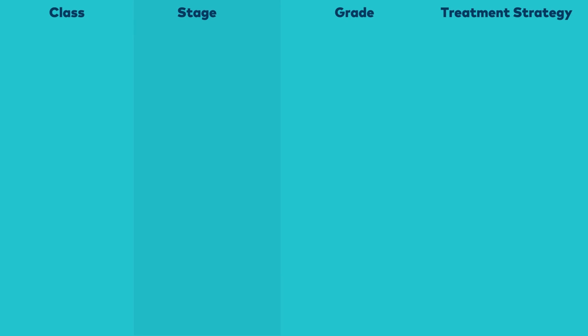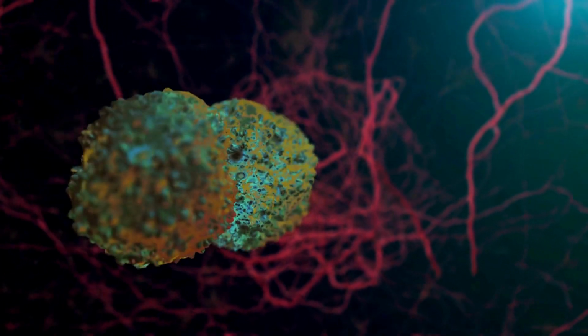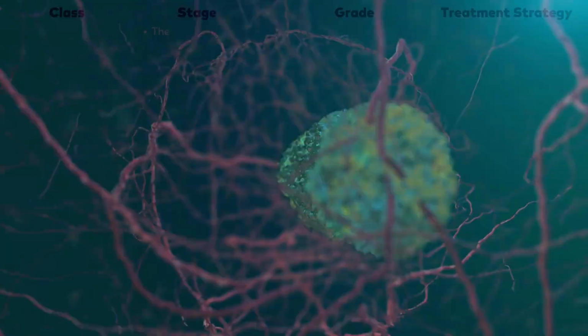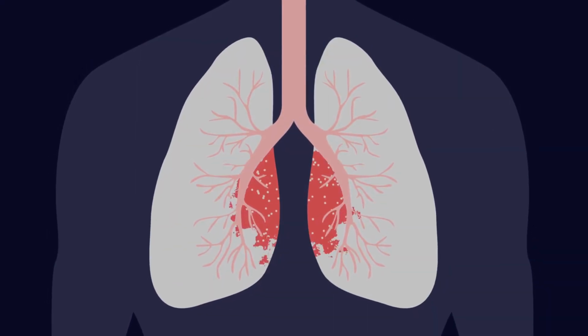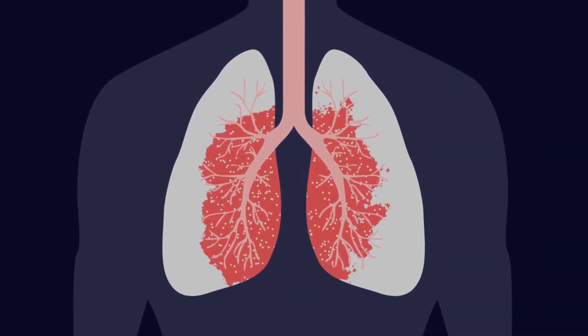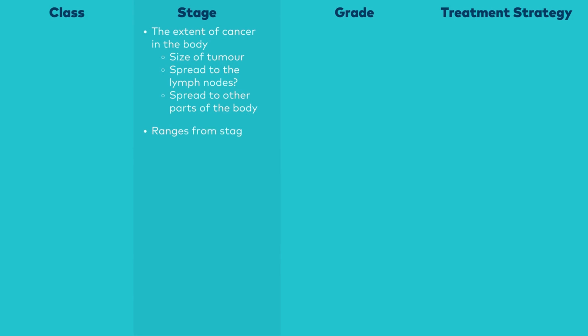Stage refers to the extent of your cancer. Stage is the extent of a cancer in the body. Staging is usually based on the size of the tumor, whether lymph nodes contain cancer, and whether the cancer has spread from the original site to other parts of the body or not. It ranges from early stage, stage 0, a precancer, to the notorious metastatic stage 4.